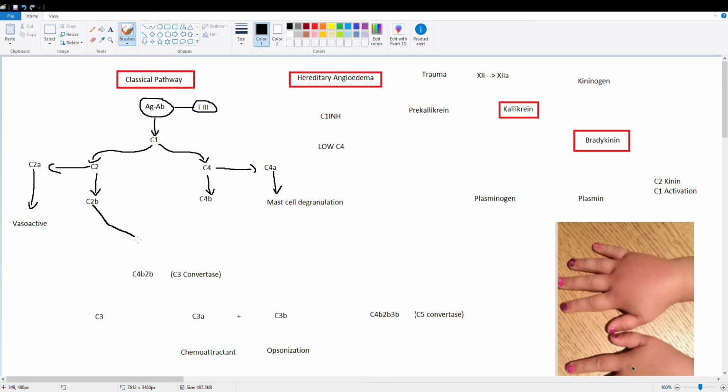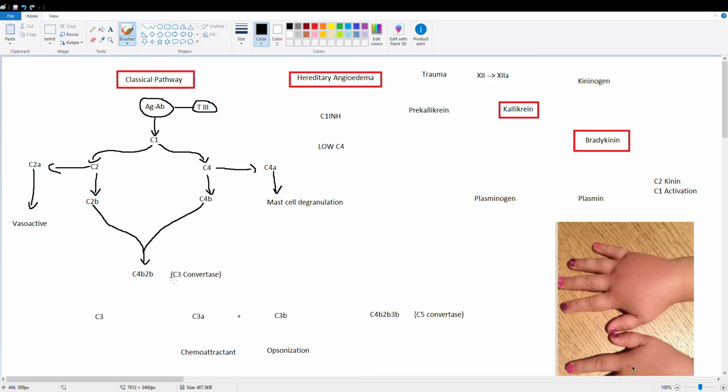So C2b and C4b go ahead and bind to each other and form a complex called C4b2b. Pretty obvious, right? So in some textbooks, we'll actually have this as C4b2a, and I want you to note that that's just the old way of giving this protein a name. So the old way is C4b2a, but this has recently been changed to C4b2b, okay? So just take a note of that because you'll see it on Wikipedia, you'll see it in some old textbooks as C2a, but the new nomenclature is C2b.